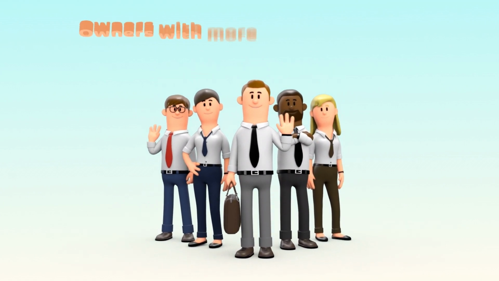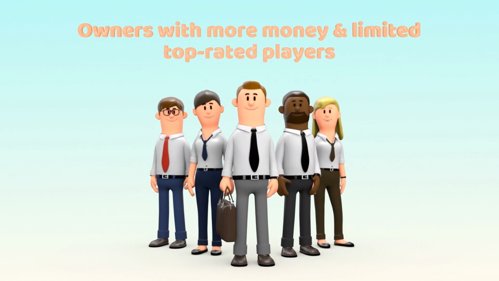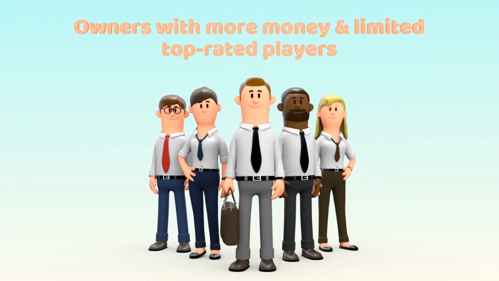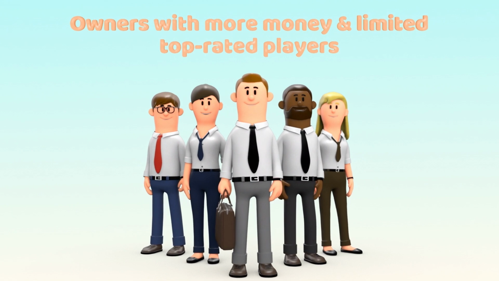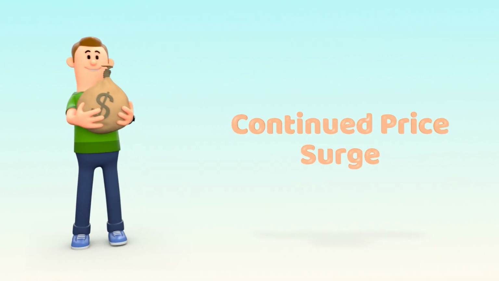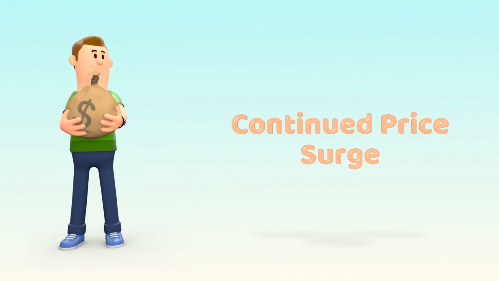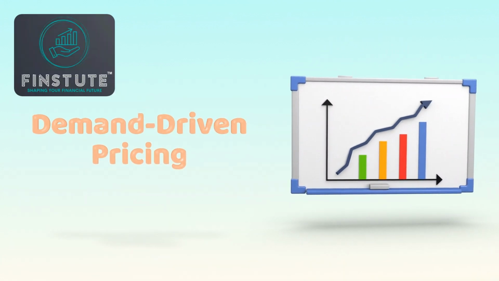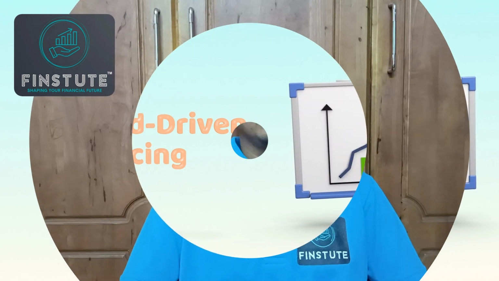Some of the owners had more money at their disposal as they had released a lot of players and there were only a handful of top rated players available in the auction who could be potential captains as well. So, with limited supply of such players and more money supply with the owners, the price kept shooting up and up. Hence, the prices in these examples went up primarily due to increase in demand.